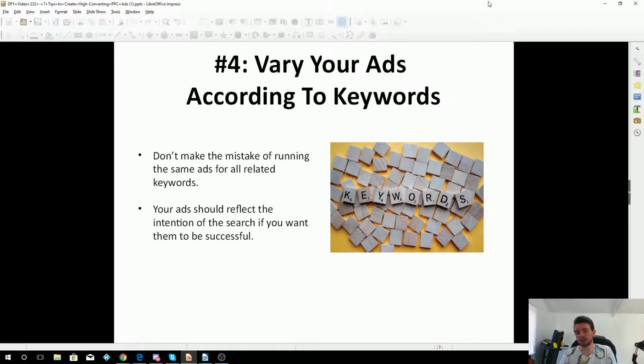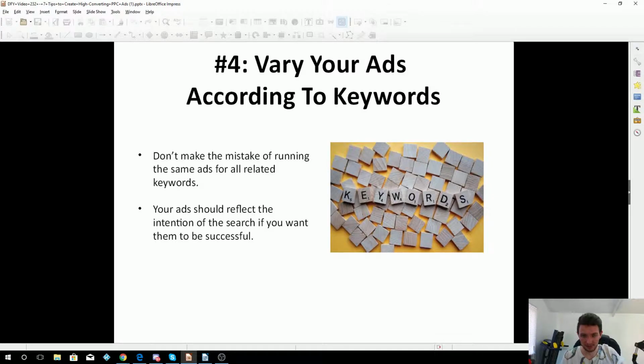Next one is how to vary your ads according to your keywords. You don't want every ad the same as your keyword. So if you've got make money online as your keyword, you can have one of your ads as make money online. You can have buy now, make money online, stuff like that. You don't want them the exact same, but you don't want them too far apart as well. It goes back to what I was saying earlier. If you're advertising make money online, you don't want how to lose weight and all that sort of stuff in your ads.